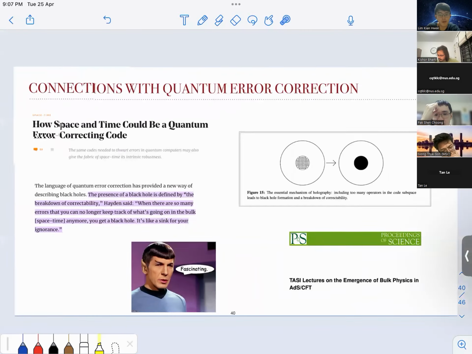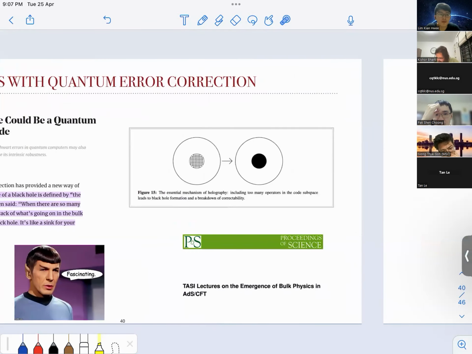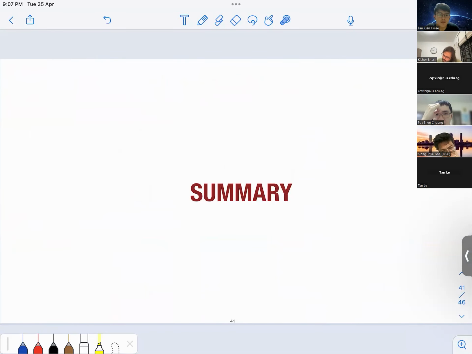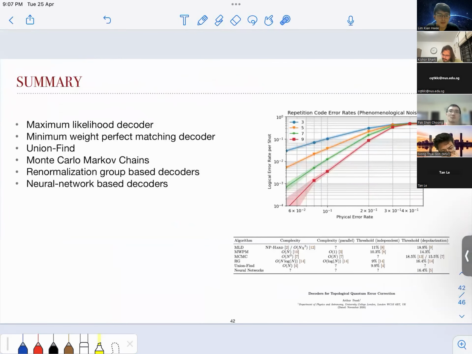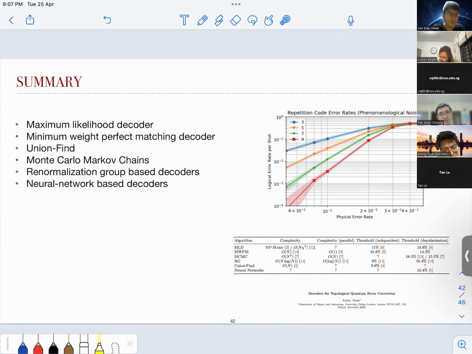Okay, so that's it. I will now summarize. We talked about different decoders: the maximum likelihood decoder, the minimum weight perfect matching decoder, and union find. We talked about MWPM and mentioned all the other decoders. We also talked about how you can calculate the threshold.